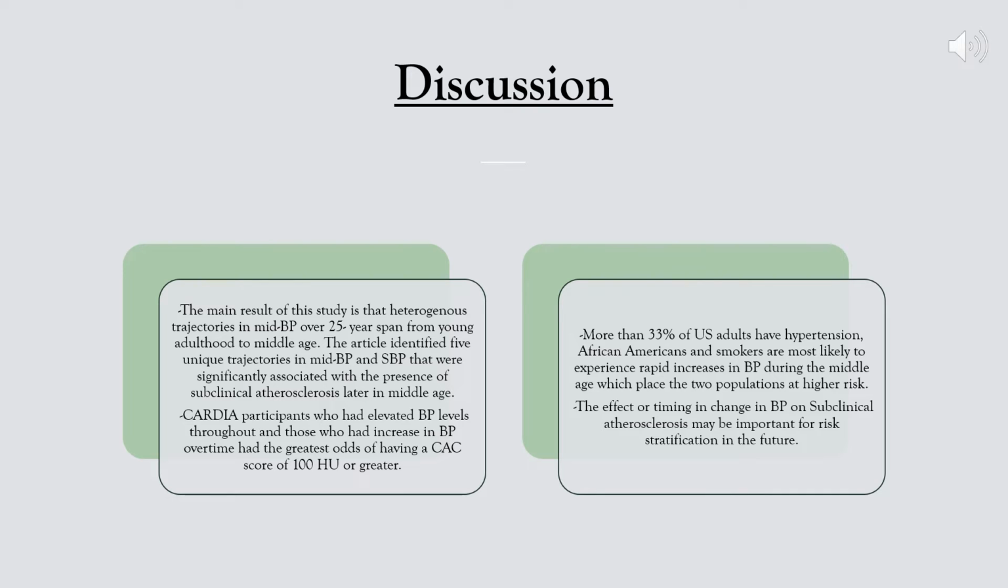At least 33% of U.S. adults have hypertension. African Americans and smokers are most likely to experience rapid increases in BP during middle age, which placed the two populations at a higher risk. The effect of timing and change in BP on subclinical atherosclerosis may be important for risk stratification in the future.